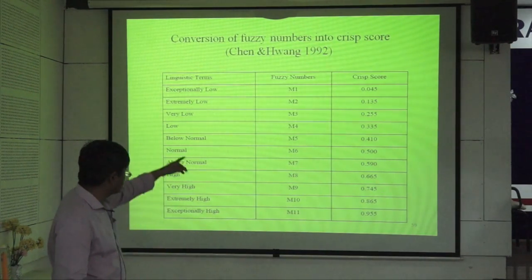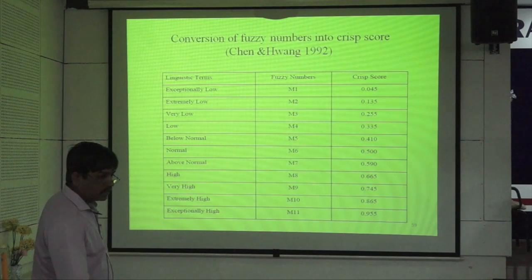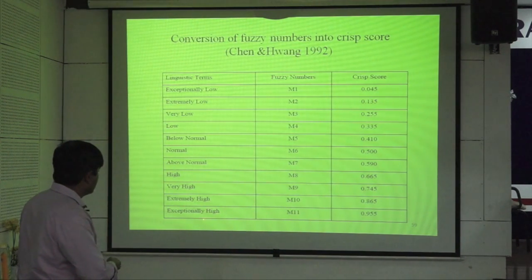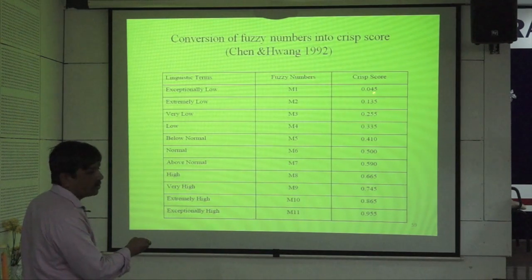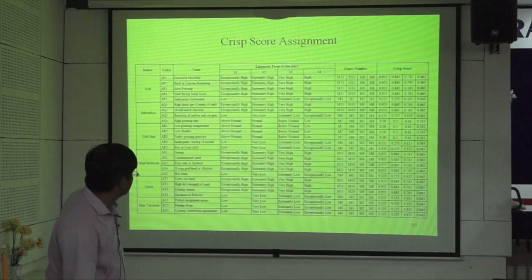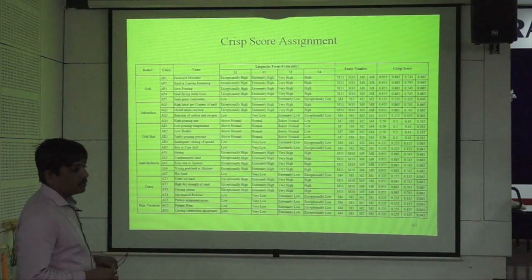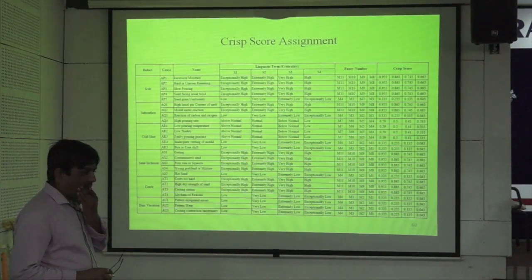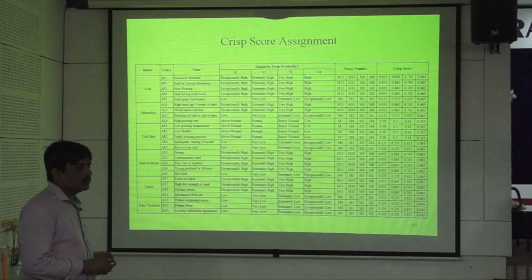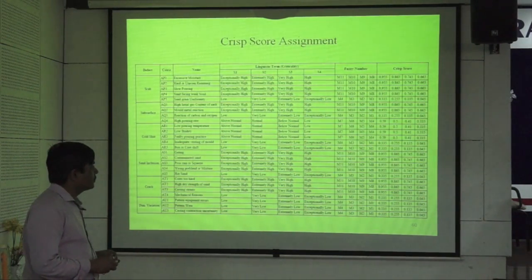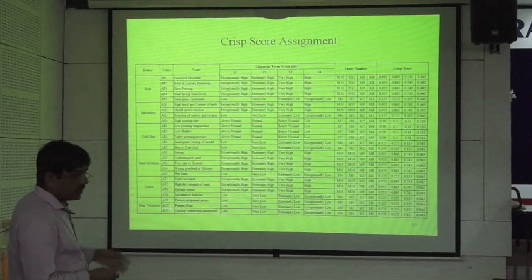The scores were also given. These are the fuzzy numbers, M1 to M11, and the scores. Depending on the criticality, the most critical cause will be given a weight of 0.955 and the least critical will be assigned a weight of 0.045. This is the pre-score assignment for discrimination. So this scale we devised for analysis to plot the demerit control chart using linguistic weights.